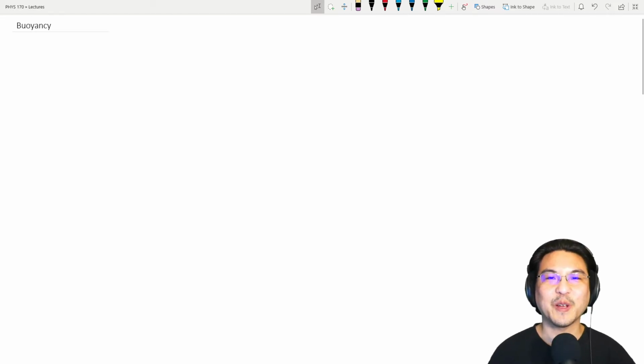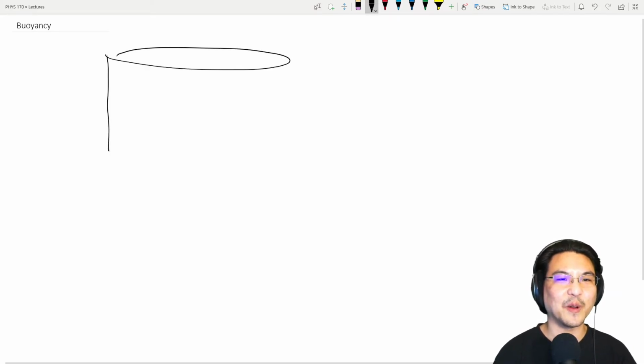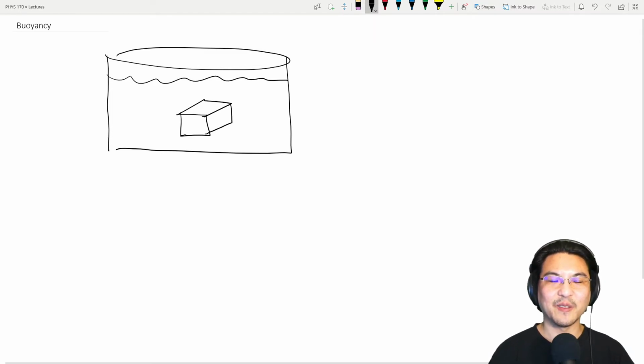Hey everybody, so one more topic about fluid mechanics. Let's talk about buoyancy. Let me just state Archimedes' principle. Basically, let's say you have a tank of water, and then you have some object submerged in water, like a block. So the buoyant force is the weight of the displaced fluid. That's Archimedes' principle. So maybe just think about that.